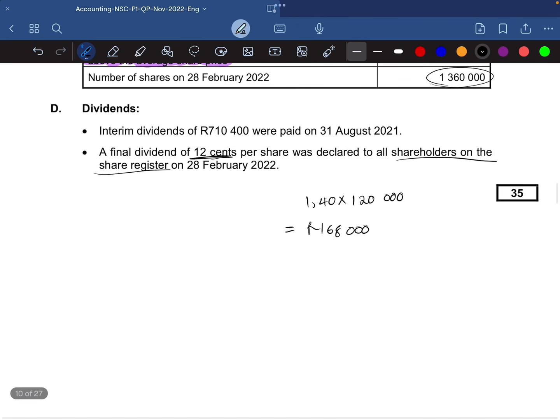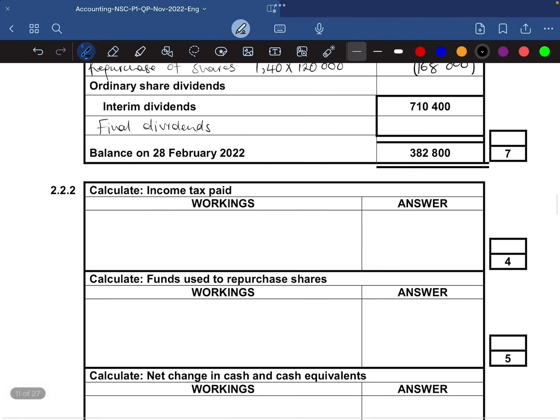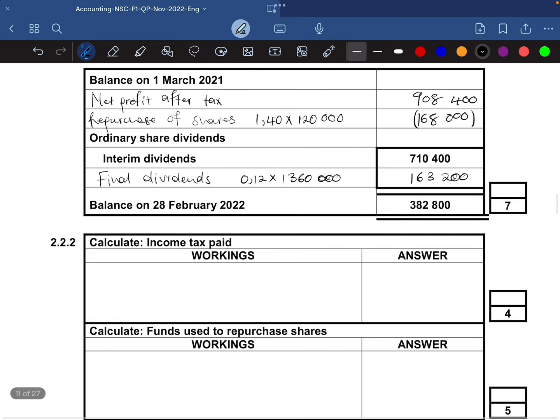So what you can simply do is 0.12, which is 12 cents, multiplied by 1,360,000. Okay, so let's see what our final dividend was. It's pretty straightforward. That should be 163,200. So that's 0.12 times 1,360,000, and that's 163,200.